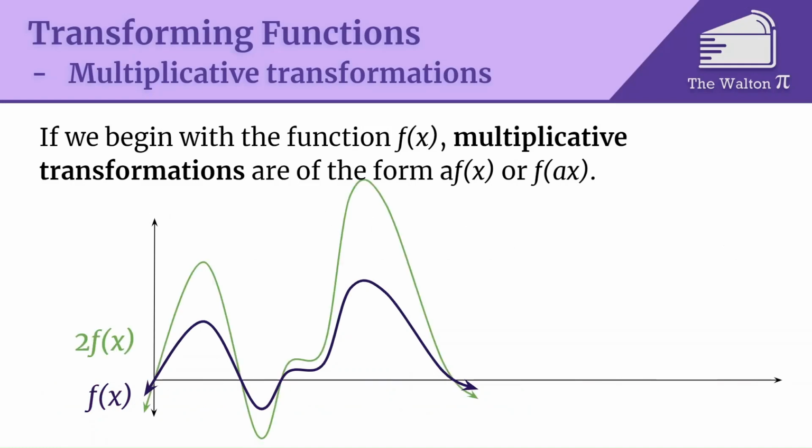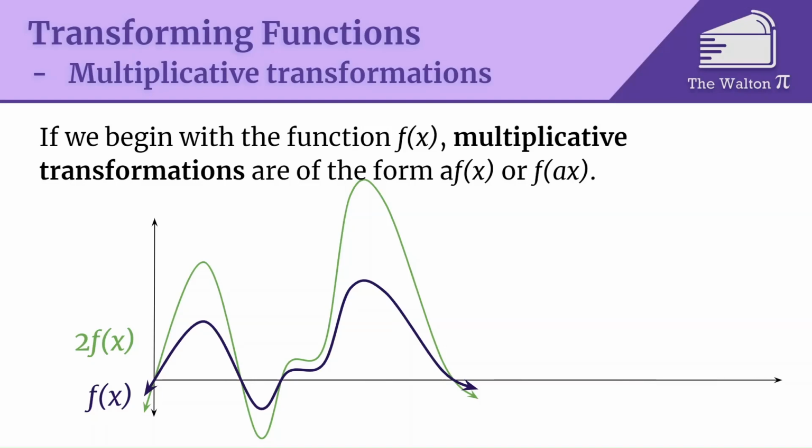So let's look at 2 times f of x, that's the vertical multiplicative transformation. It's stretching everything 2 times further from the horizontal x-axis. So any place it crosses the x-axis, it is still crossing the x-axis. Any place it is above the axis, it is even further away from the axis. And any place where it is below the axis, it is even further away from the axis going down. So this is 2 times f of x.